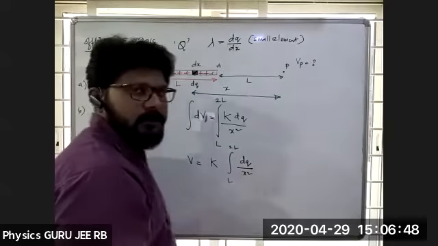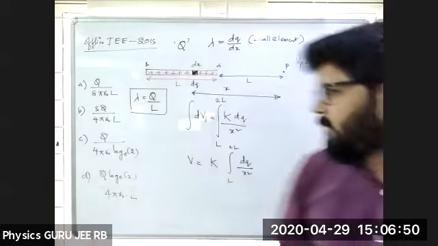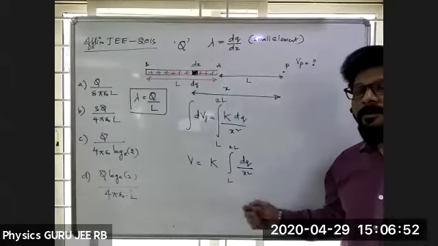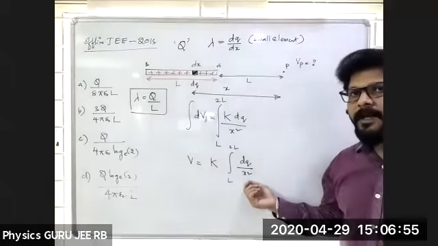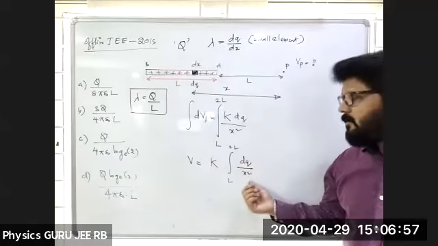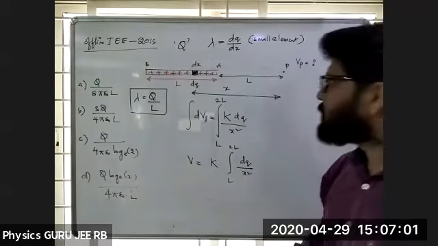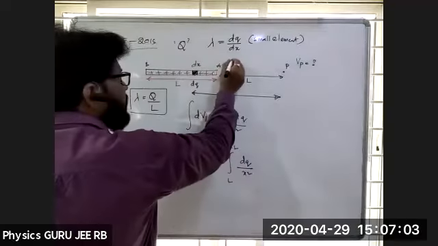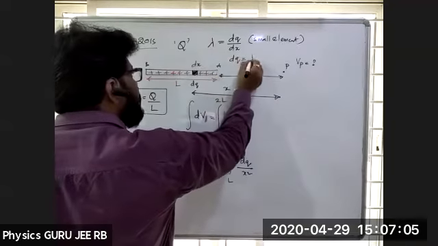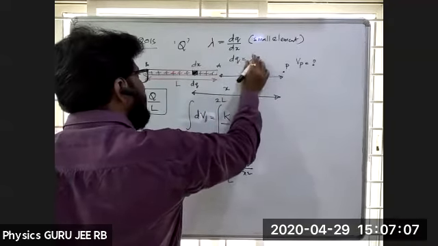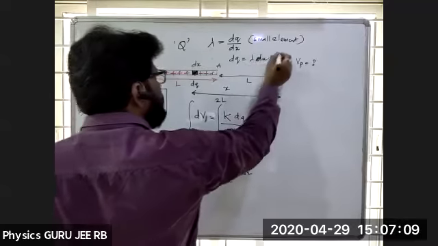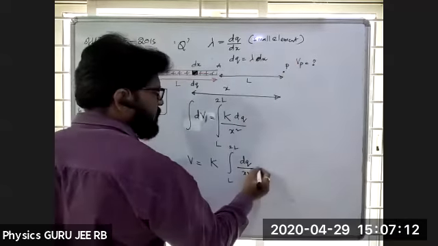Now the problem is dq cannot be integrated with the x square. dq has to be eliminated in terms of what? x. How to eliminate dq in terms of x? Lambda is equal to dq by dx. So dq is equal to lambda into dx. You can substitute here.